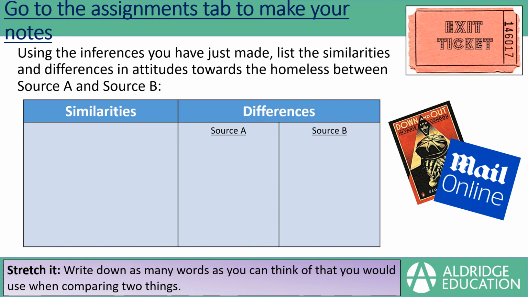So, again, I want you to go to the assignments tab to make some notes on these two texts. So using the inferences that you have just made, list the similarities and differences in the attitudes towards the homeless between source A and source B. Remember, you are going to be assessed on this, so it is really important that you do this. So what are the similarities in the text and what are the differences? So source A presents a positive view of homeless people, whereas source B presents a negative view of homeless people. Okay.